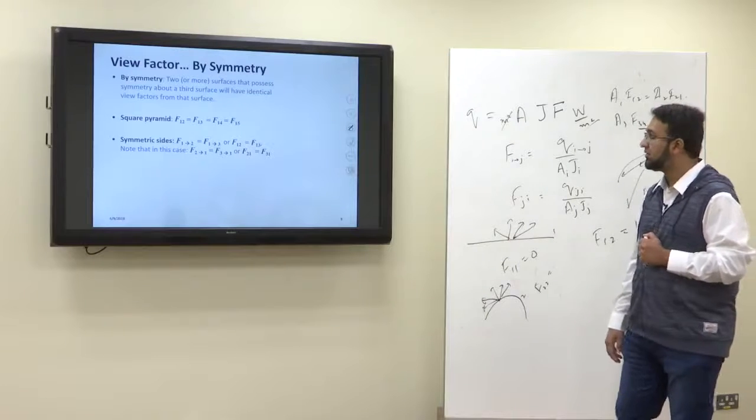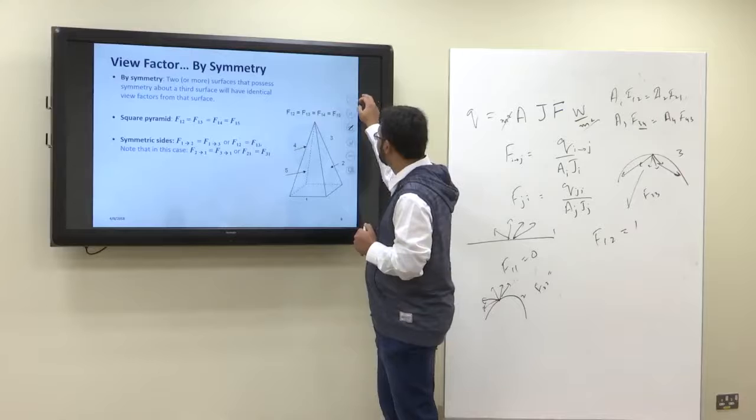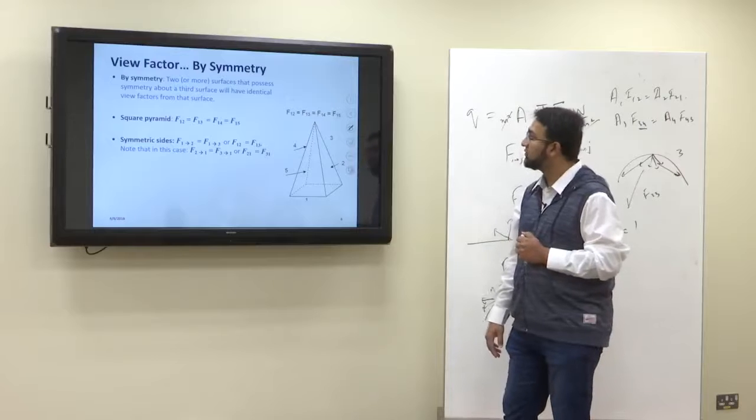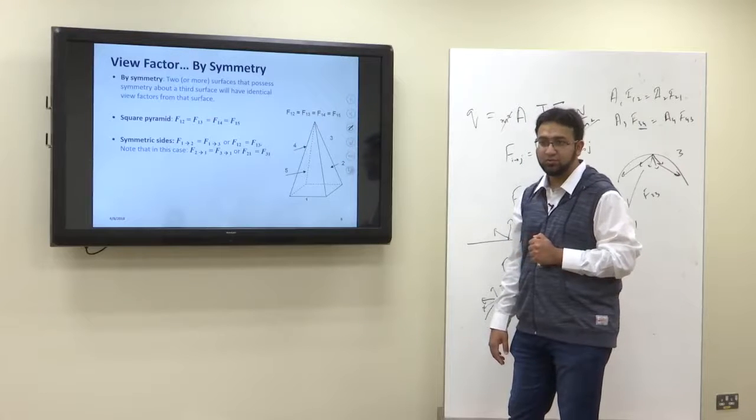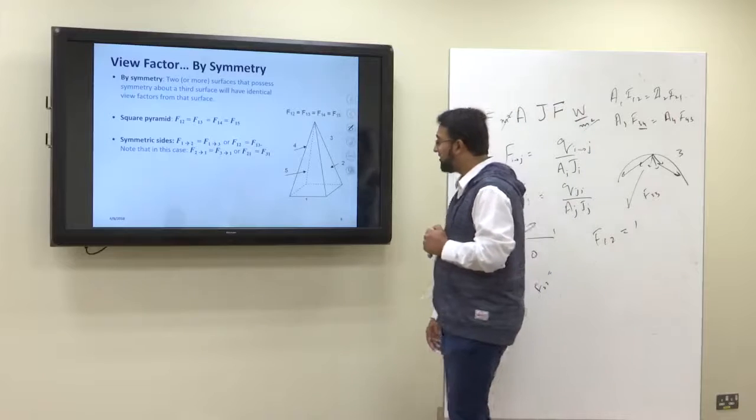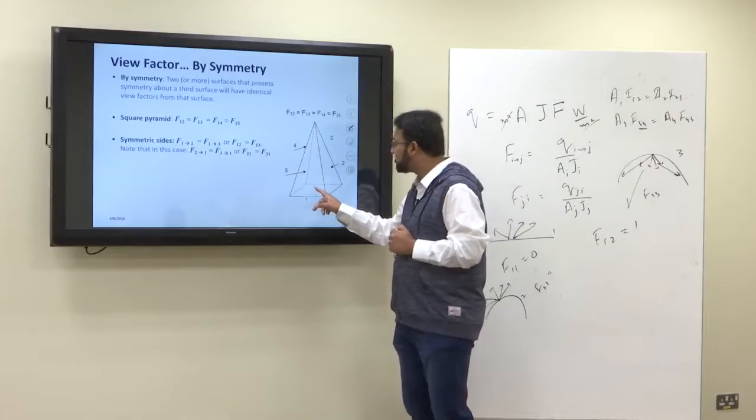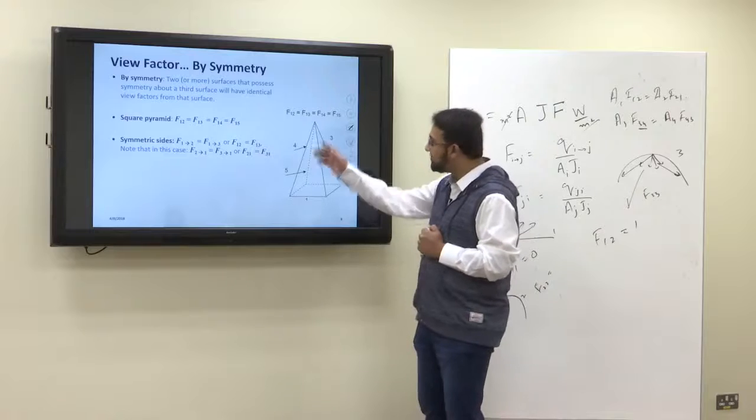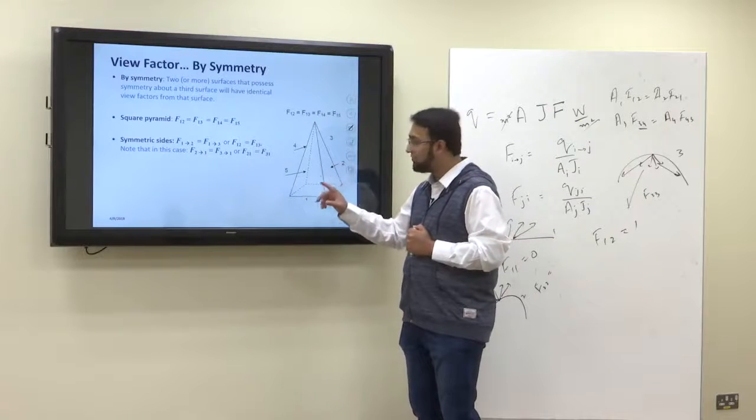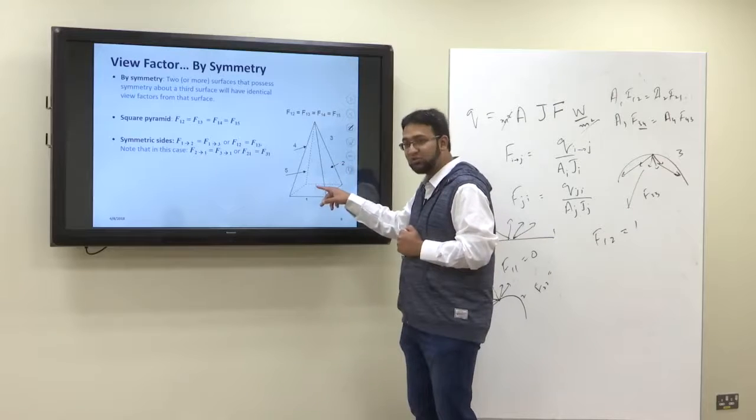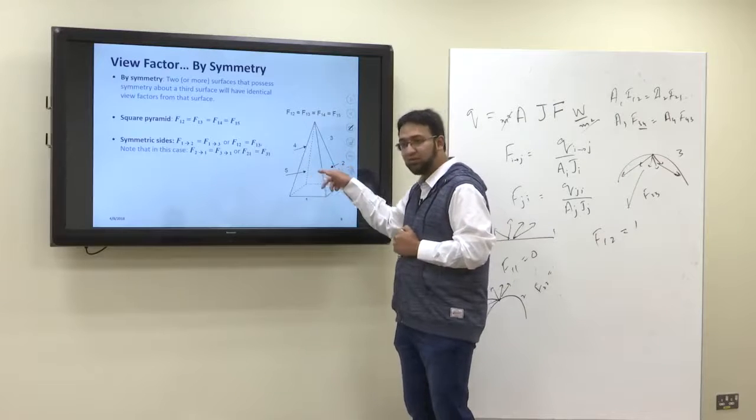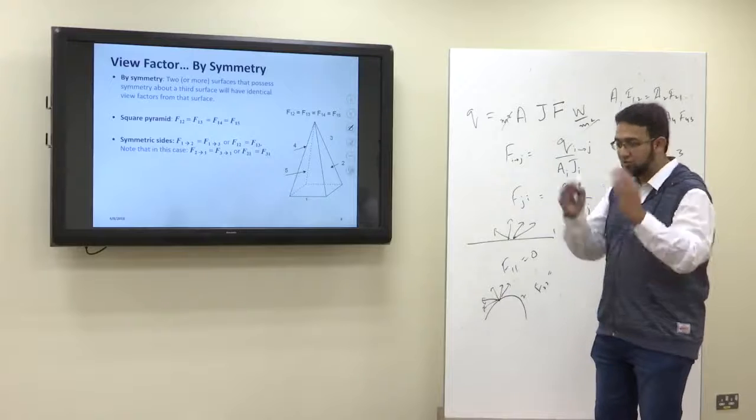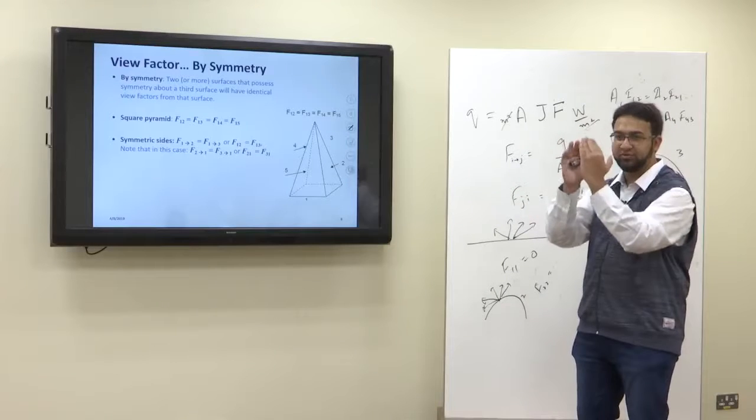Now there is symmetry. So suppose I have this square cone. The amount of energy leaving 1 will reach surface 2, 3, 4, 5. But by symmetry, I can see that the amount of energy leaving 1 which is reaching 2, and which is reaching 3, and which is reaching 4, and which is reaching 5, all will be equal, because all have similar surfaces, similar geometry.